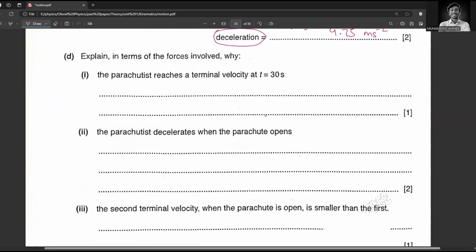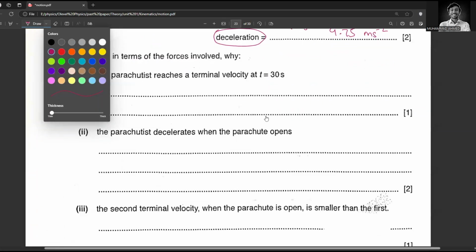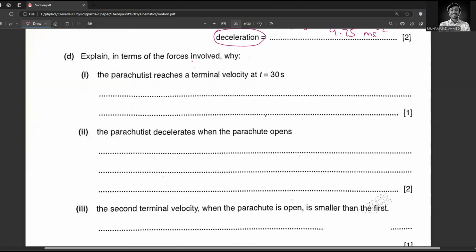Explain in terms of the forces involved. Okay, we have to explain in terms of the forces involved why the parachutist reaches a terminal velocity at t equals 30 seconds. Why? Because air resistance equals weight. And if you are a further good student, you can write what? Resultant force decreases to 0.